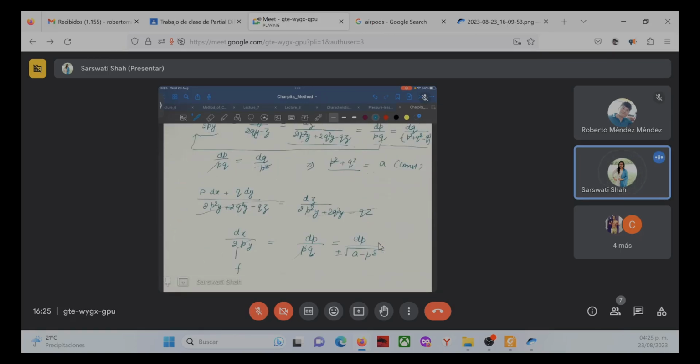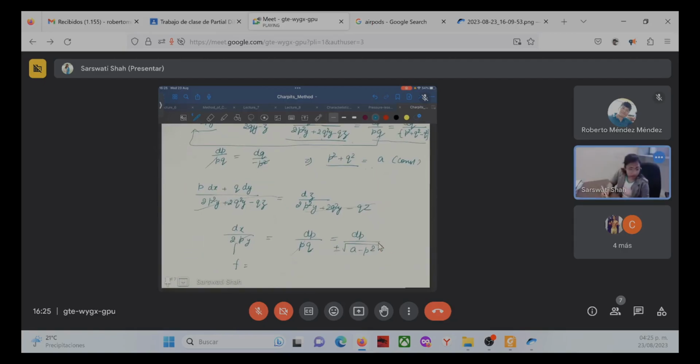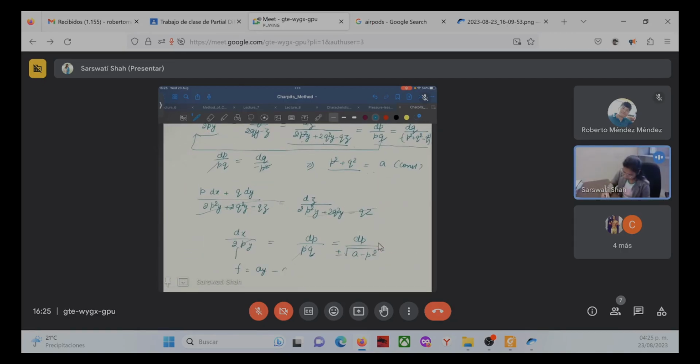So F equals a y minus q z equals 0, or q equals a y over z. So p will be under root a minus q square, that is under root a minus a y over z whole square. So a will come outside. No, a will not come outside, so just keep it inside. Now we know the relation dz equals p dx plus q dy. So use the value of p and q in this equation.